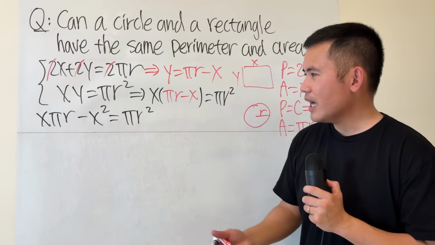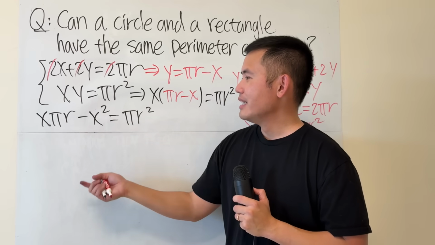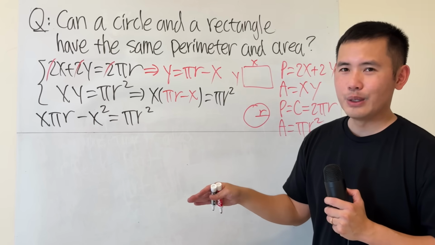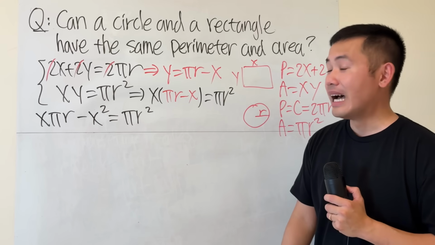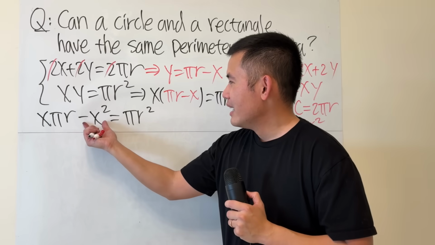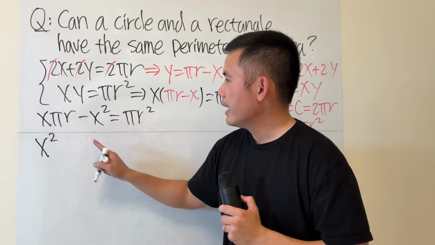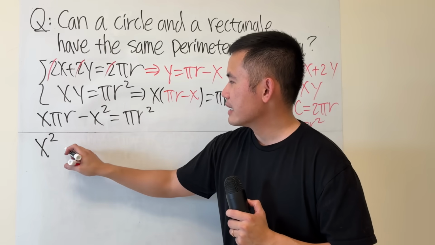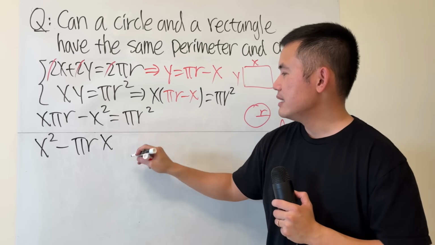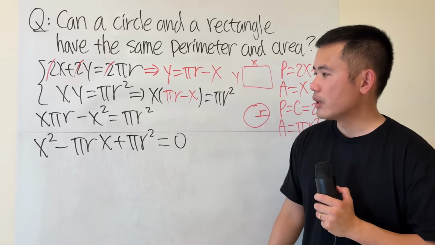And depending on how you want to solve it, if you want to solve for x, that's a quadratic equation. If you want to solve for r, that's also a quadratic equation. So you're at a lose-lose situation. I'm going to try to solve for x. Anyways, it doesn't quite matter. Put this to the other side, so we get positive x squared. And then put this to the other side, that's minus pi r x, and then plus pi r squared, and that's equal to 0.